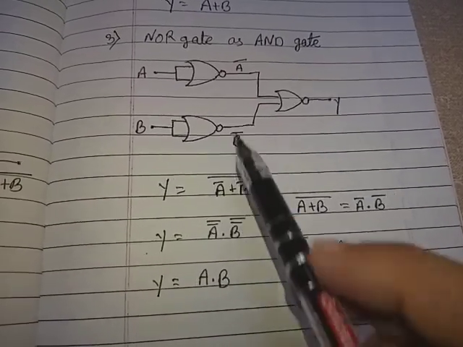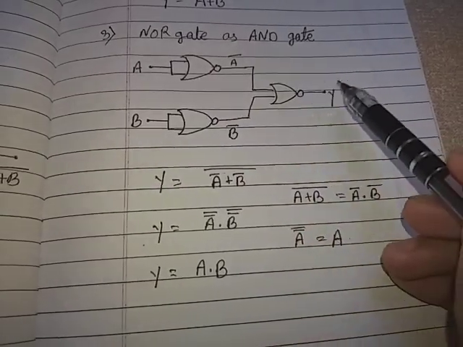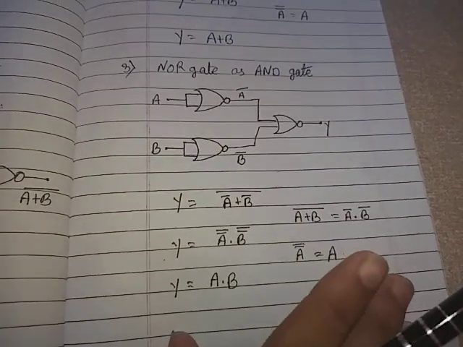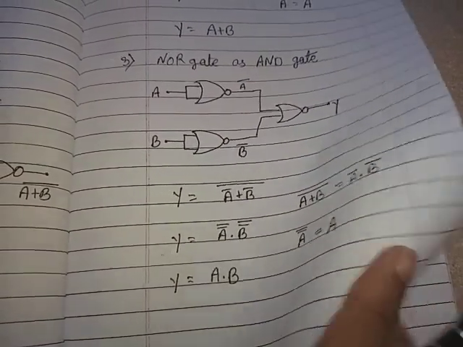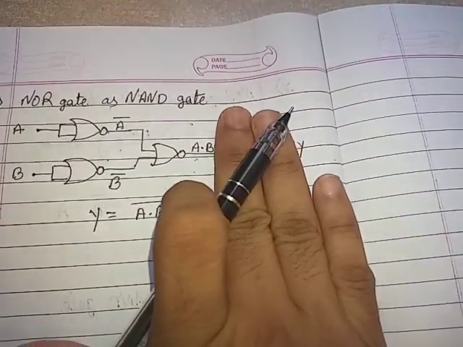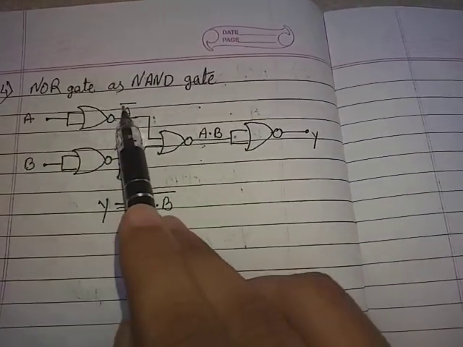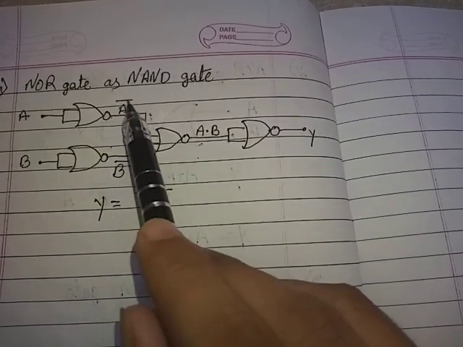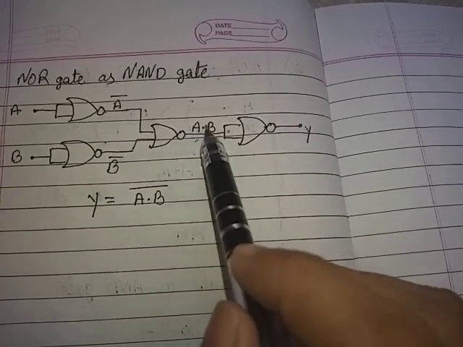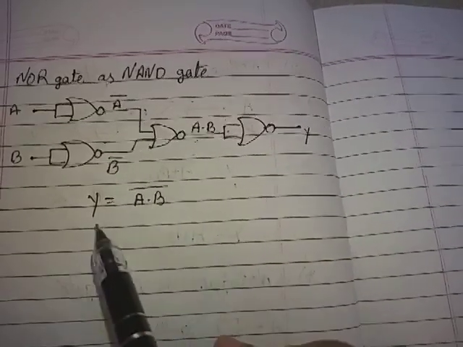Now next, NOR gate as NAND gate. As we know that NAND is NOT of AND, we add one NOT gate after the AND implementation. Here we go. A NOT gate is added after the AND implementation to get the NAND gate. A passes through a NOT gate, B passes through a NOT gate and gives A bar, B bar. A bar, B bar pass through a NOR gate and give A dot B, and A dot B passes through a NOT gate and gives (A dot B) whole bar.